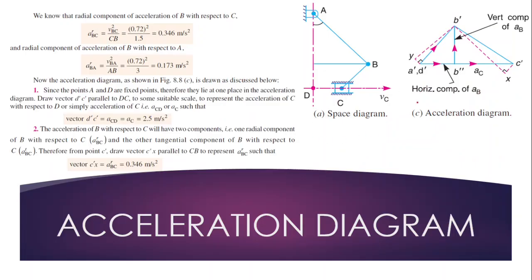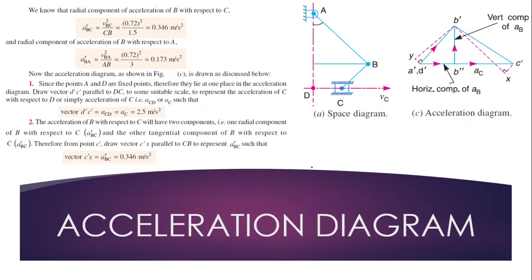Then in the next step we can draw the acceleration diagram. In order to prepare this acceleration diagram, we must calculate the radial component of accelerations of various links. Here the radial component of acceleration of B with respect to C is equal to VBC square divided by BC or CB. That's equal to this one. We can easily calculate this radial component.